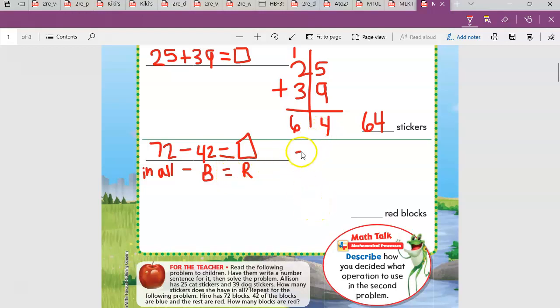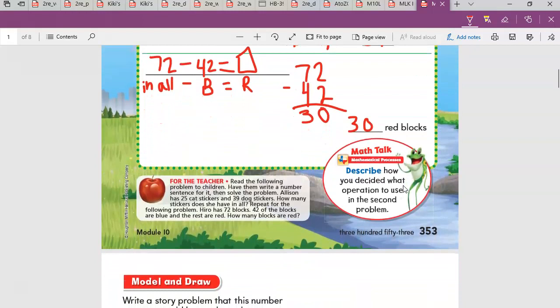So now we're going to solve that problem. 72 take away 42. That's why you have to read the problem carefully. You cannot just assume that you are adding on all of them. You have to read the problem carefully. 72 take away 42. You're subtracting. 2 take away 2 is 0. And 7 take away 4 is 3. So what's your answer? 30 blocks. Pretty simple.